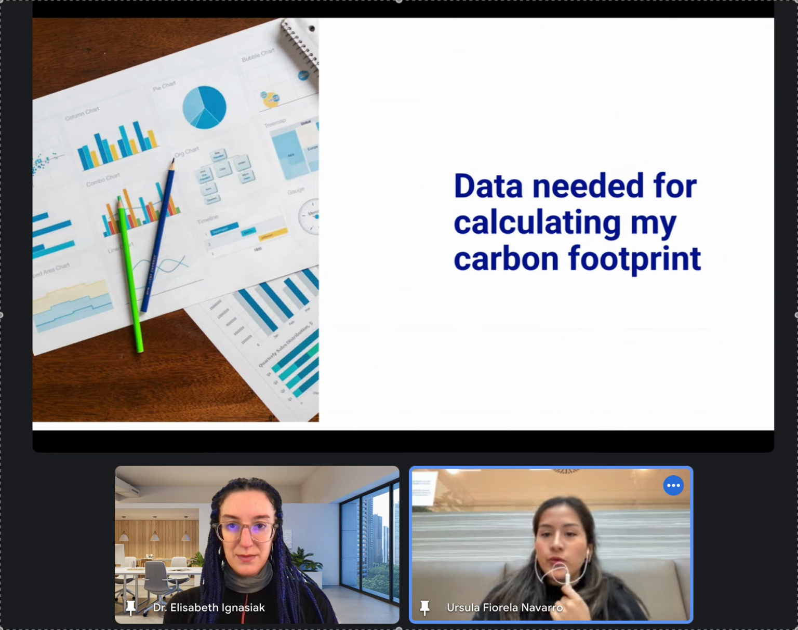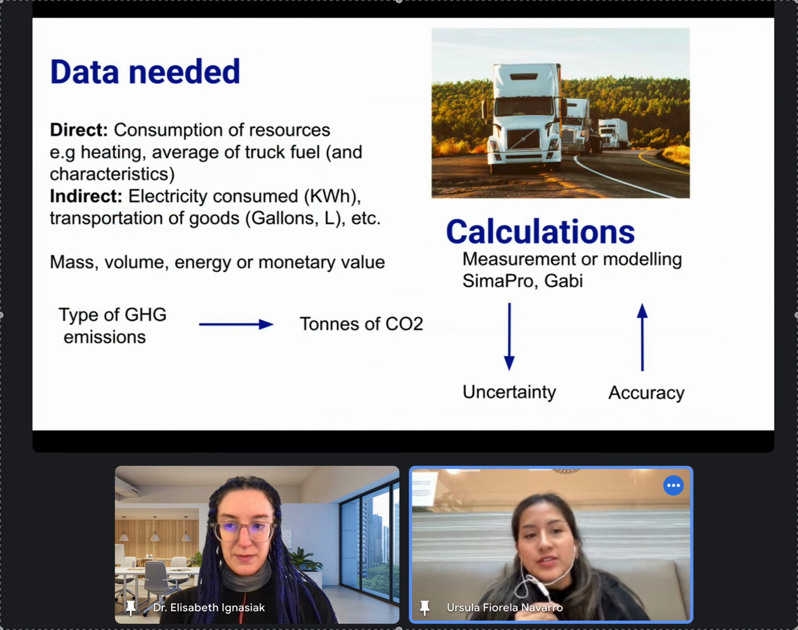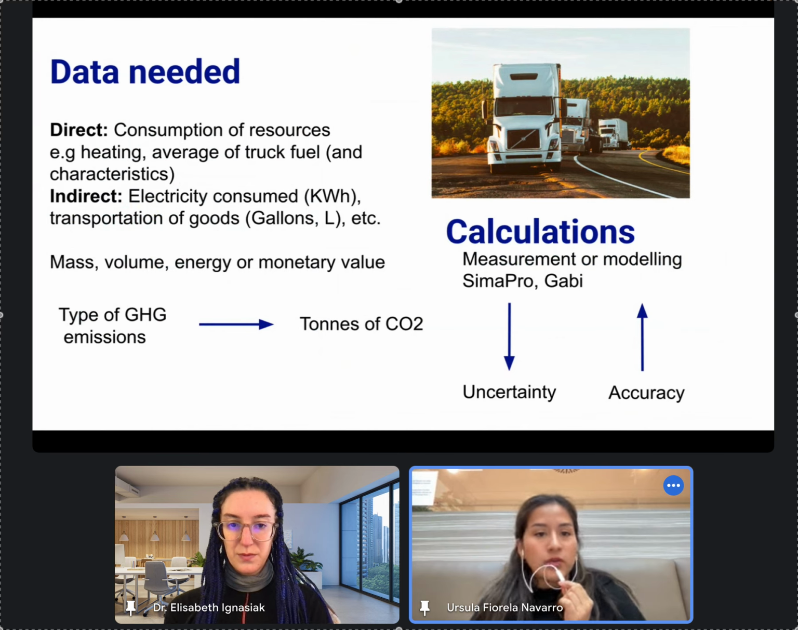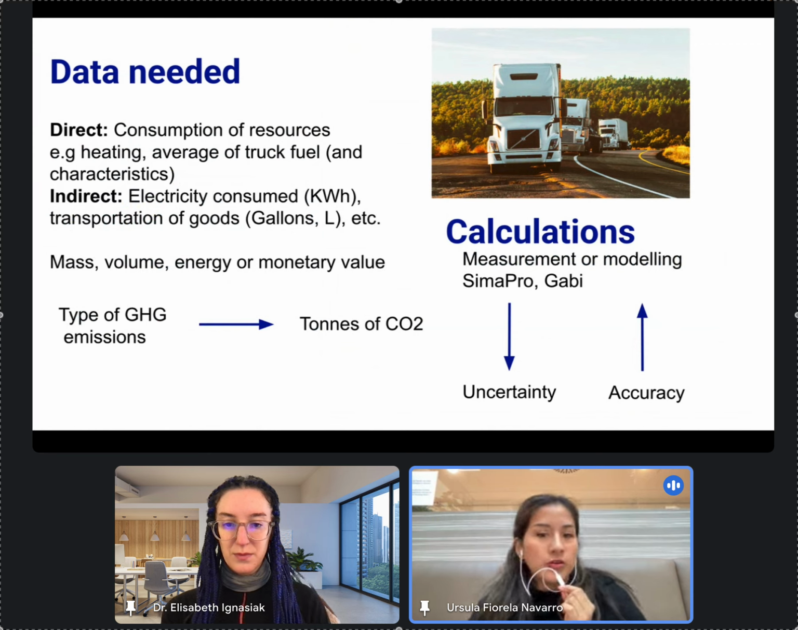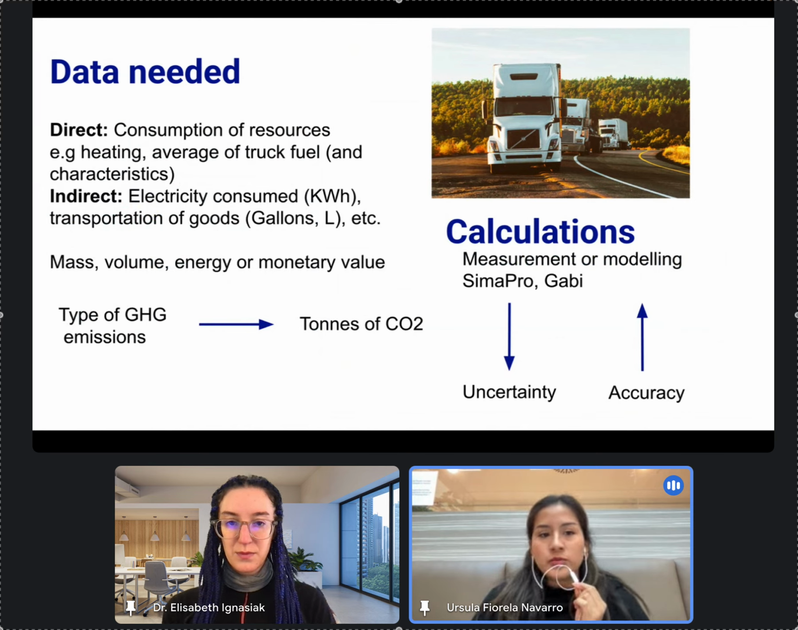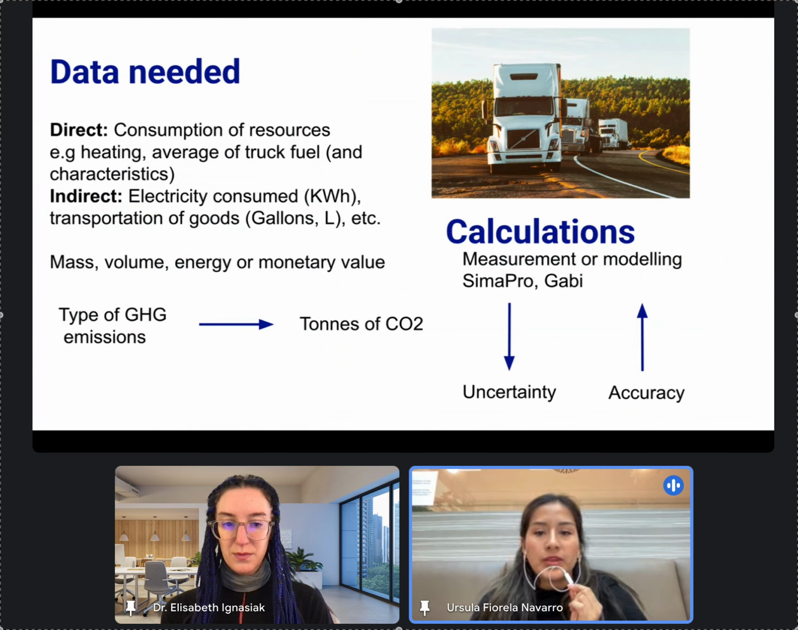So, what is the data needed for calculating my carbon footprint? In this case, we need different types of data. For instance, in the previous slides I showed you the division between direct and indirect emissions. In the case of the direct emissions, we will need data from, for instance, the volume of certain fuel that you're using for transportation for your company, or we can also use monetary value, meaning the amount of money that you're spending on certain goods. And for indirect ones, we can also need the electricity that you're consuming for your services, etc.